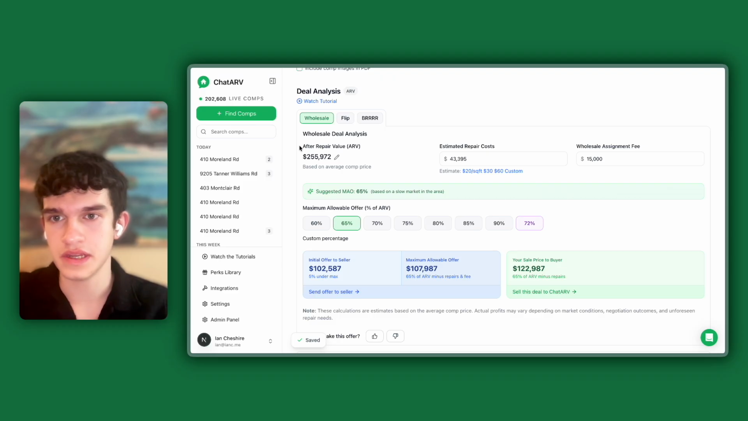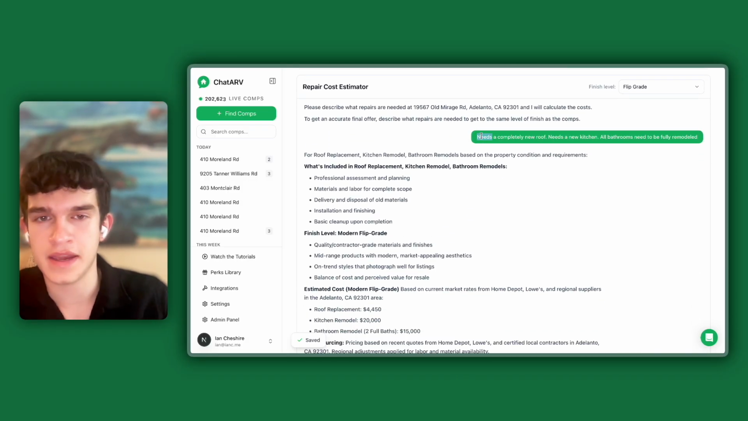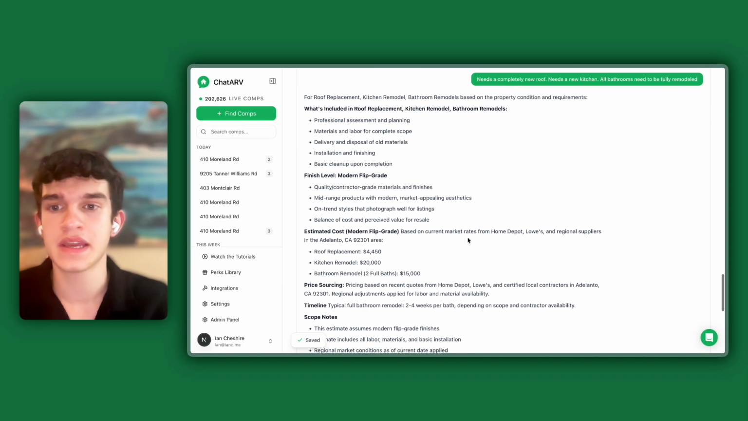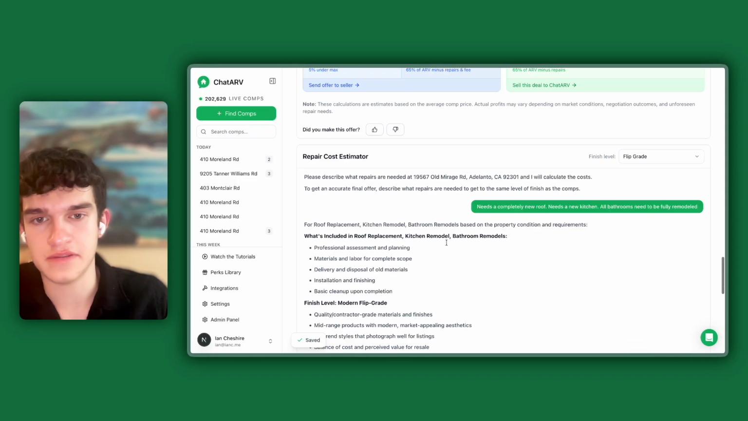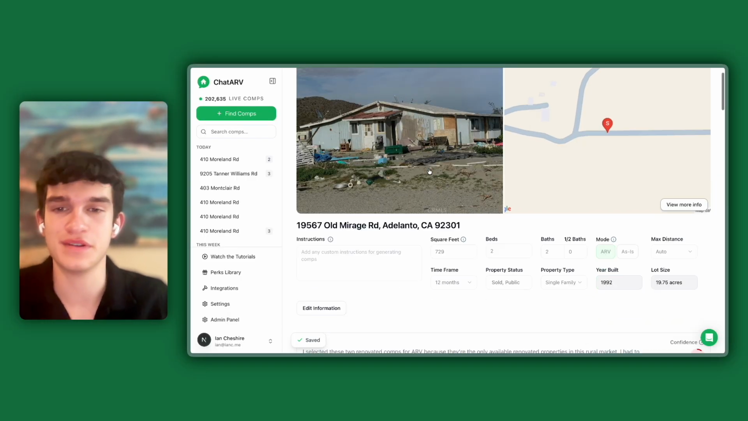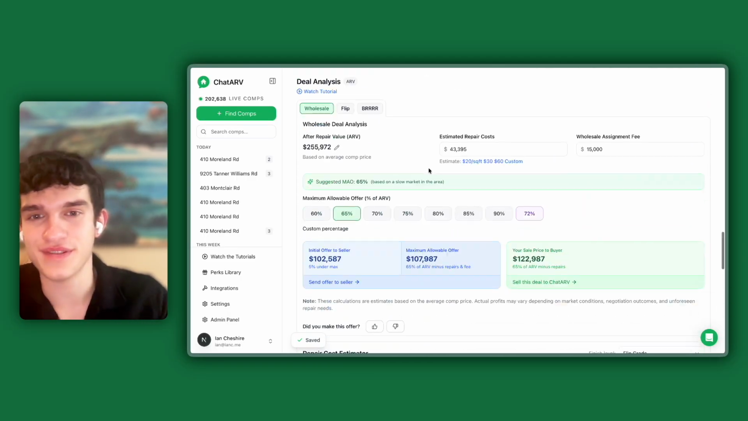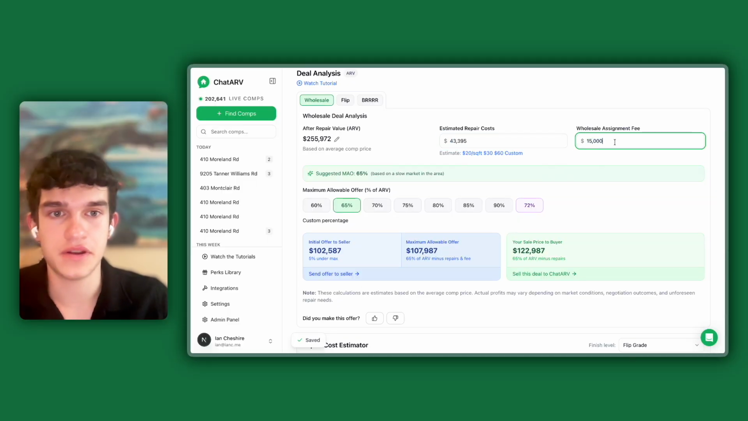So for the wholesale deal, we need our after repair value and our estimated repair costs, which we can set to a custom dollars per square foot, or you can use the repair cost estimator. So in this example, I asked the repair cost estimator for a new roof, new kitchen, and new bathrooms. It did a bunch of research online, and it figured out that this should cost about $42,000 in the city of Adelanto. As you can see, the property needs a lot more than that, but just for the sake of example. So we have our estimated repair costs, and this is the desired assignment fee.